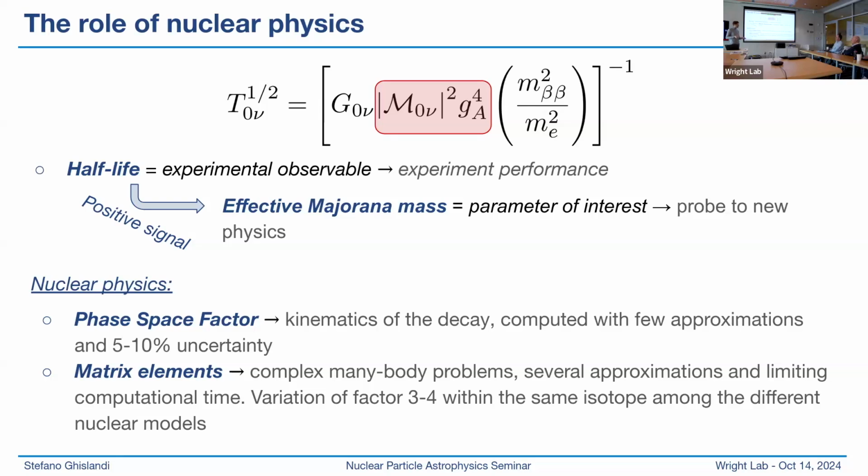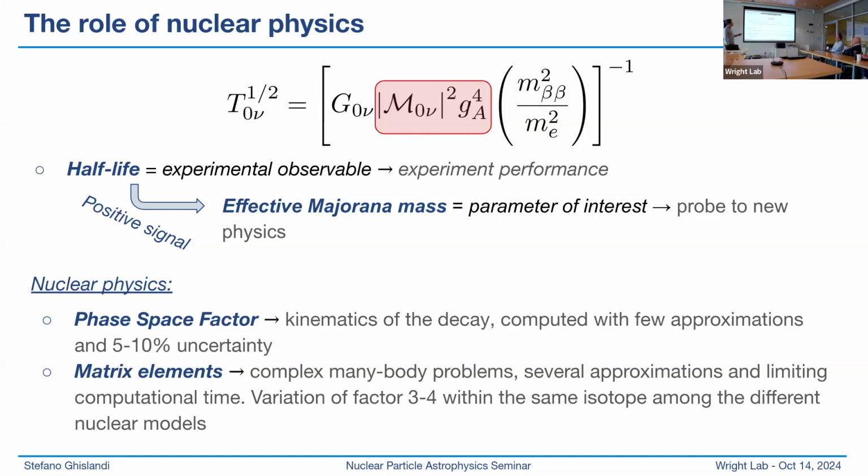There are lately some ab initio calculations of this, but still these can be done only for very light nuclei, while the main isotopes that are probing Neutrinoless double beta decay are quite heavy. So germanium 76, tellurium 130, xenon 136. So they are quite heavy, so it's still not possible to have these calculations. The result is that you have a very large uncertainty on these numbers, even within the same isotopes among the different nuclear models that are taking different approximations.